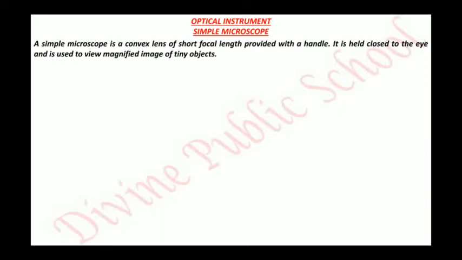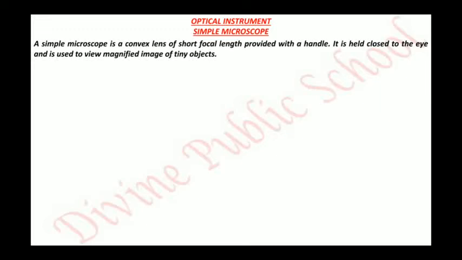Now we are going to study optical instruments, and the first optical instrument we are going to take is the simple microscope. What is a simple microscope? The simple microscope is simply a convex lens of short focal length provided with a handle. You must have seen magnifying glasses at your home or in your physics lab or anywhere. So that magnifying glass is actually a simple microscope.